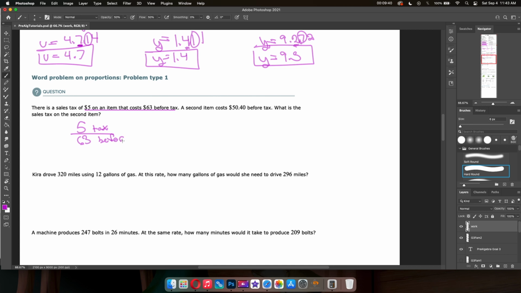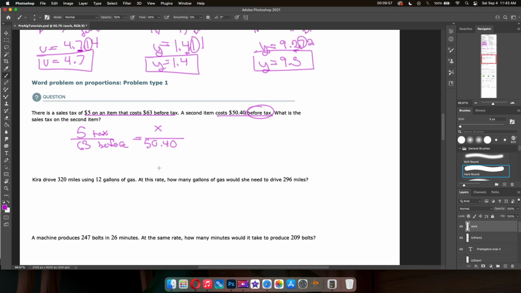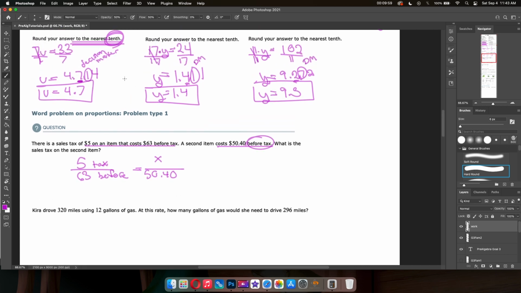And I talked about this in my last video. I want to label which thing goes where so that when I get my second number, I will know where to put it. Because you'll notice this says before tax. Therefore, it's going to go here in the 50.40, and there's my unknown. And now it looks exactly like it did up through here with a random spot that has an x and then 3 numbers everywhere else.